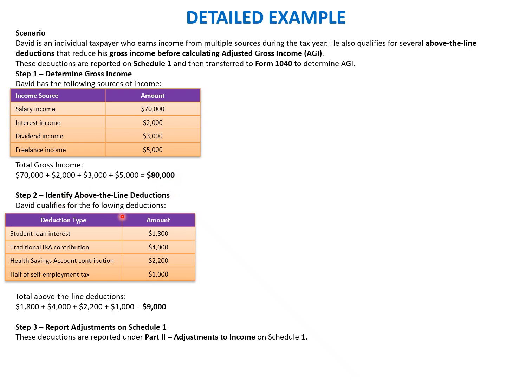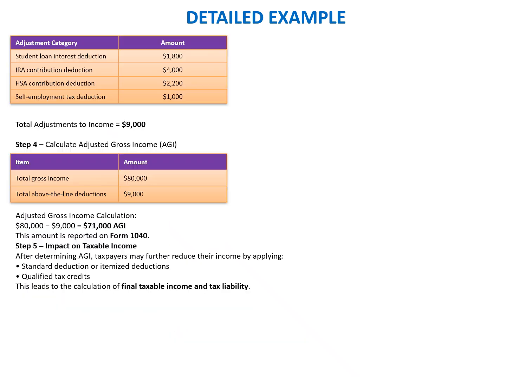Step 2 is to identify the other deductions. So student loan interest, traditional IRA contribution, HSA contribution, half of the self-employment tax, which is 1,000, and this is the total deduction, which is 9,000. It has to be reported in Schedule 1, and the deduction is reported in Part 2, adjustments to income, of Schedule 1. We'll move to the next slide and look at the rest of the example.